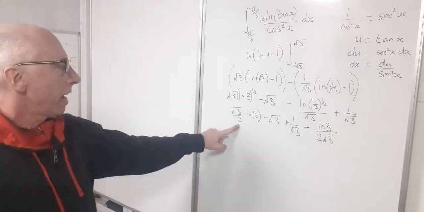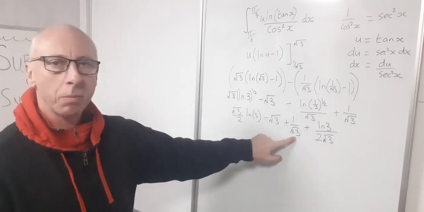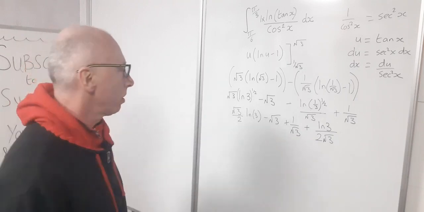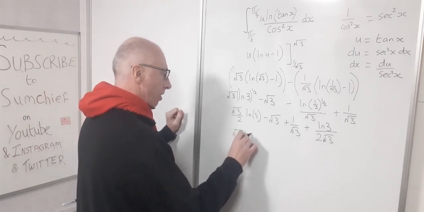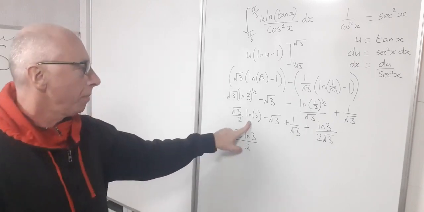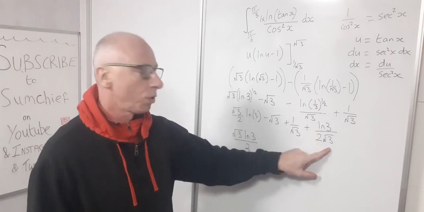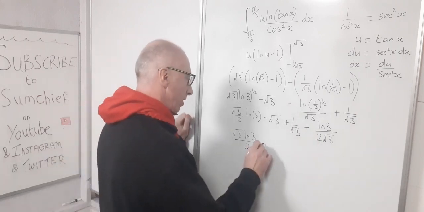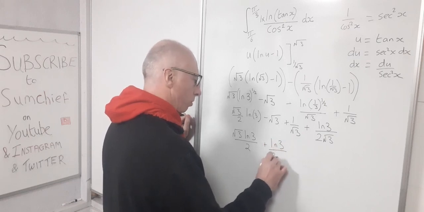Okay, now let's put the logs together on this side here, and then we'll have a look at what we can do with these two constants. So I've got root 3 ln 3 over 2. That takes care of this one. This one here, log of 3 divided by 2 root 3. So I'm going to leave that one there as that. Plus ln 3 over 2 root 3.